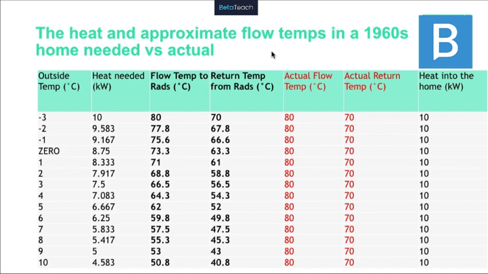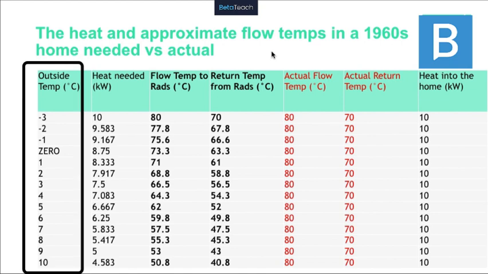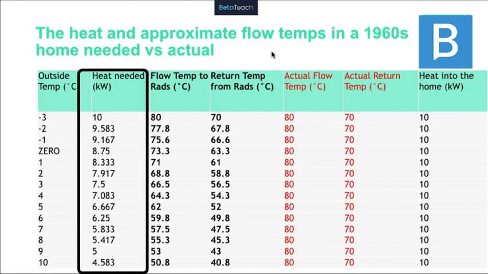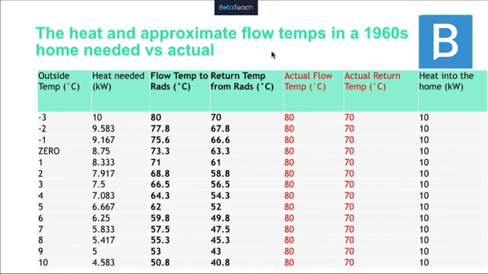So don't let these numbers confuse you. We'll go through them one by one. Obviously we've got the outside temperature. We've just had a look that the heat needed inside the home is always changing. When I say the heat needed, we're supposed to match the heat going into the home with the heat leaving the home. Now, again, this is a 1960s home.